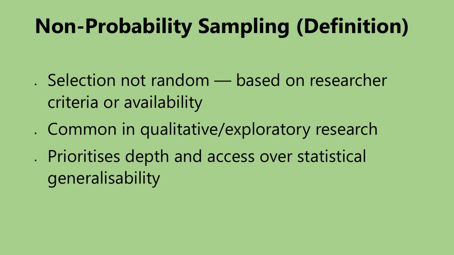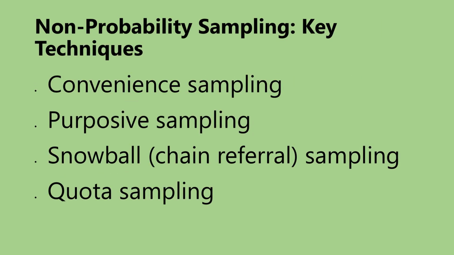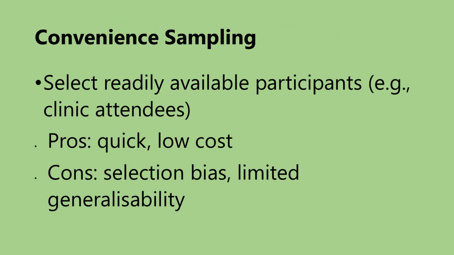Non-probability sampling is based on researcher criteria, common in qualitative research, prioritizing depth over generalizability. Key techniques in non-probability sampling include convenience, purposive, snowball, and quota sampling. Convenience sampling selects readily available participants, offering quick results but with potential bias and limited generalizability.